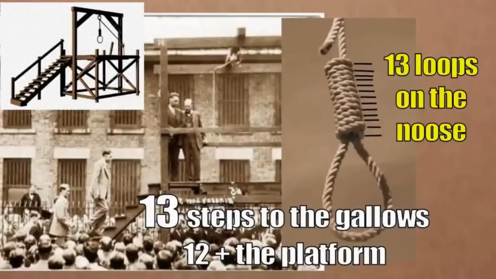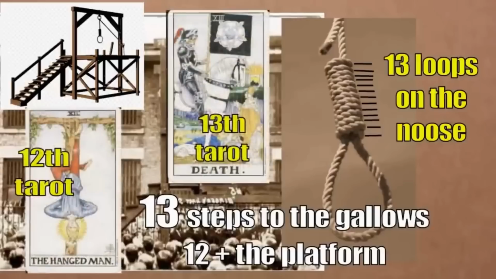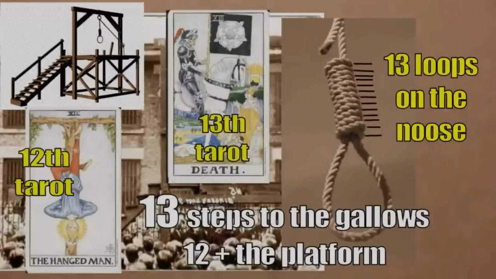This connection between, well, hanging and death as well can also be seen in the tarot cards. Much like the 13 steps to the gallows and the 13 loops on the noose, again, 12 steps plus the platform being the 13th. Well, it's interesting that the 12th tarot card is called the Hanged Man, while the 13th tarot card is Death.